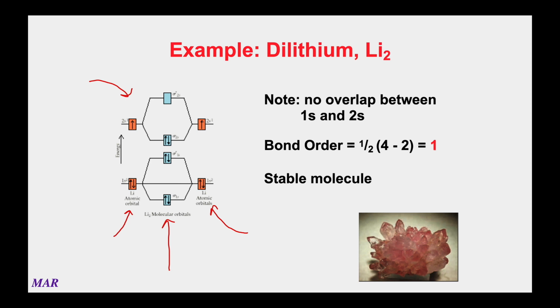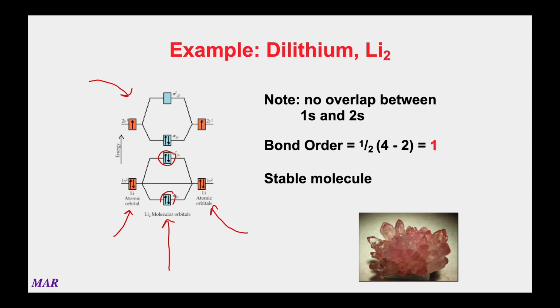Now, the 1s interactions for dilithium, you have just as many bonding as you have anti-bonding. So for the 1s interactions, there's no bonding going along. Those are essentially like lone pairs on the lithium. They're not interacting with the dilithium molecule. But the quote-unquote exciting part happens in the top. You've got two bonding electrons in sigma 1s and no anti-bonding electrons in the sigma star 1s.